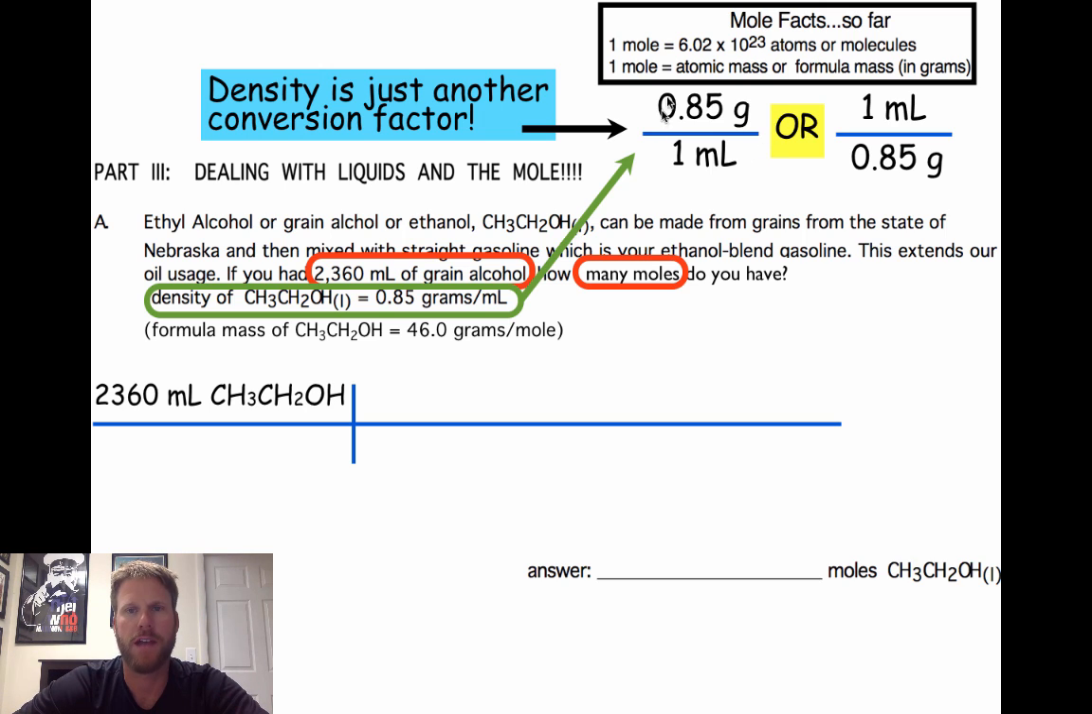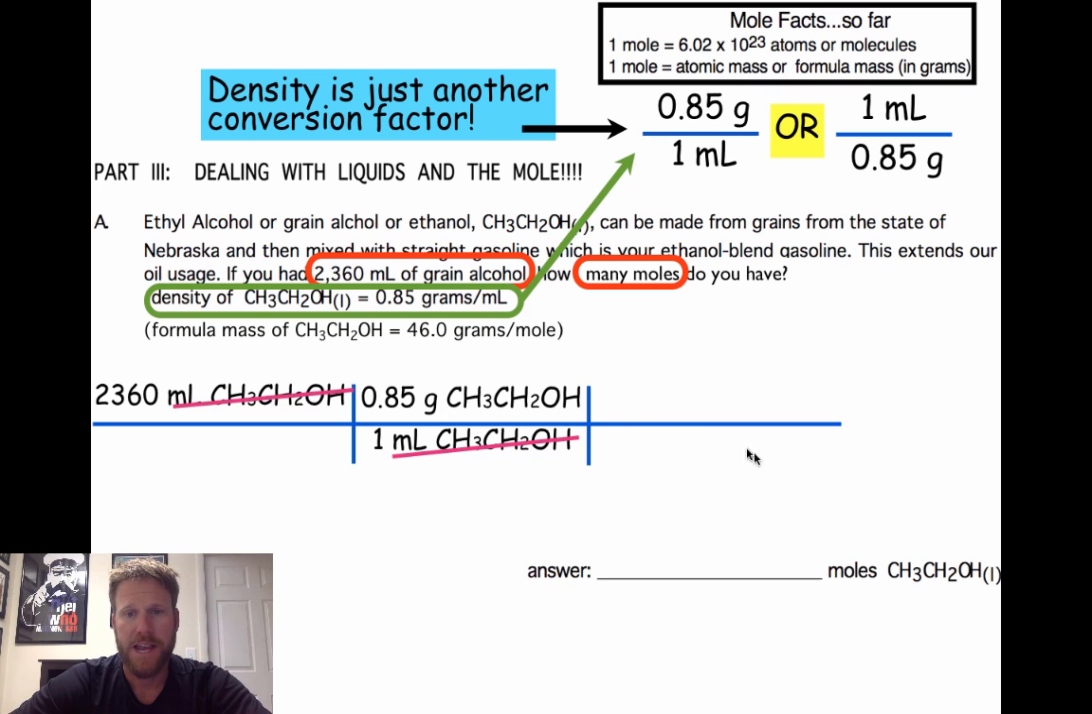We want the conversion that has milliliters on the bottom. So we want 1 milliliter on the bottom and 0.85 grams on the top. That will allow our milliliters to cancel. Now we're in grams, so it's just like the previous problems. We want to use the formula mass to convert from grams to moles. So we have 46.0 grams in 1 mole of alcohol.